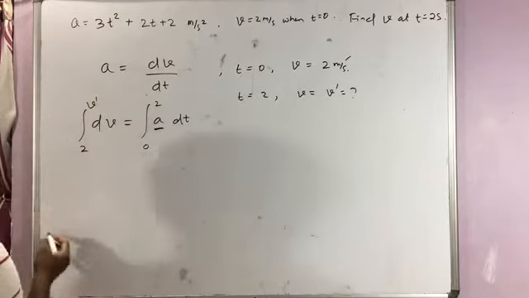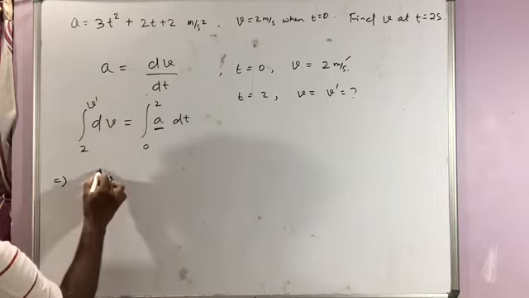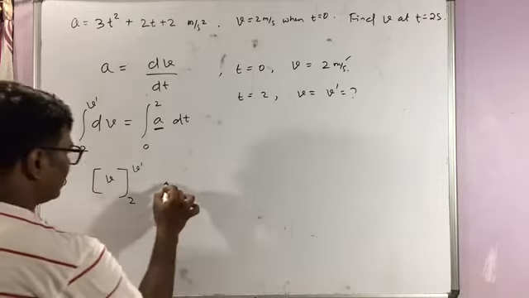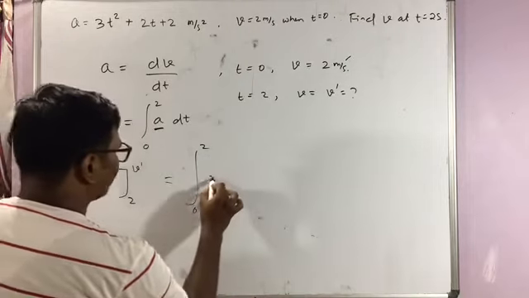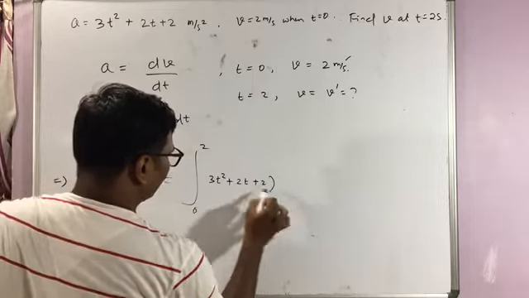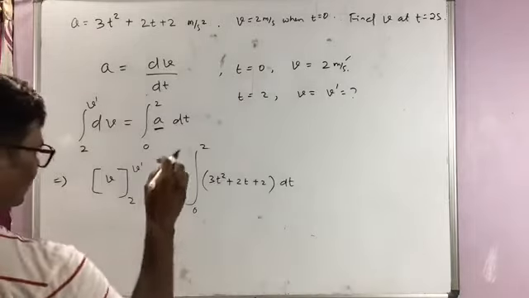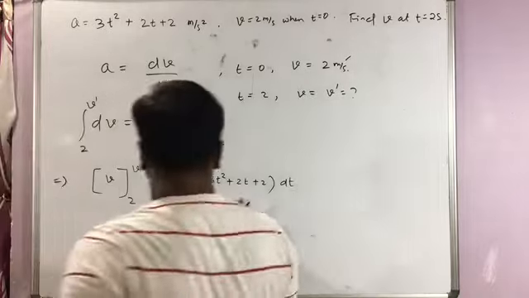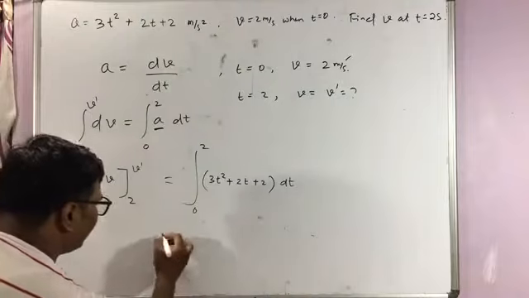If you integrate the left side, I can write integration of dv, which is your v, and the limit is 2 to v dash, which is equal to integration from 0 to 2 of the acceleration. Put that function 3t square plus 2t plus 2 into dt. I am just applying the function of your acceleration here, as acceleration is a function of time. Now let us apply the formula of your integration.